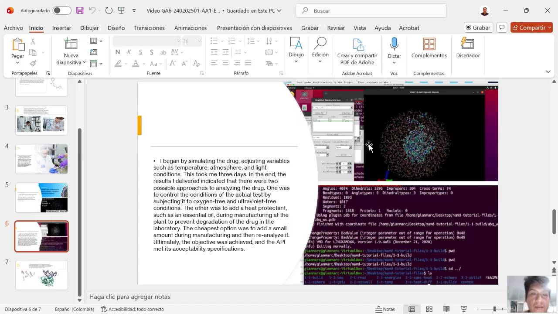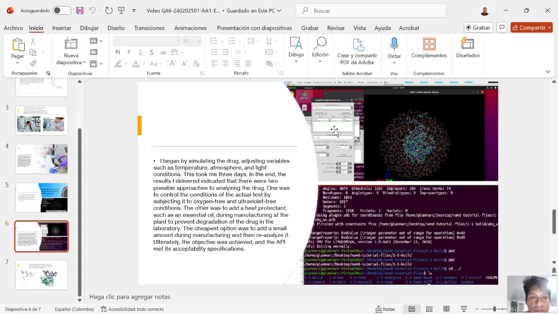I began by simulating the drug, adjusting variables such as temperature, atmosphere, and light condition. The results I delivered indicated that there were two possible approaches to analyze the drug.